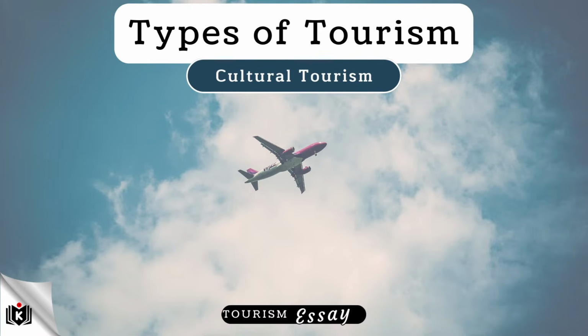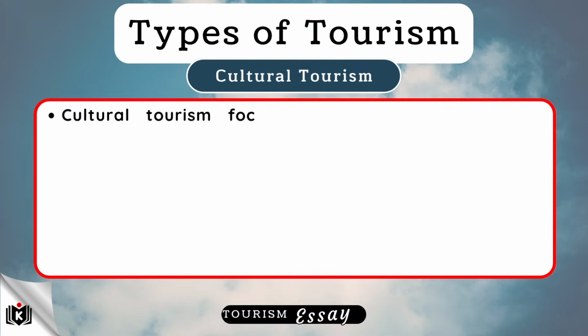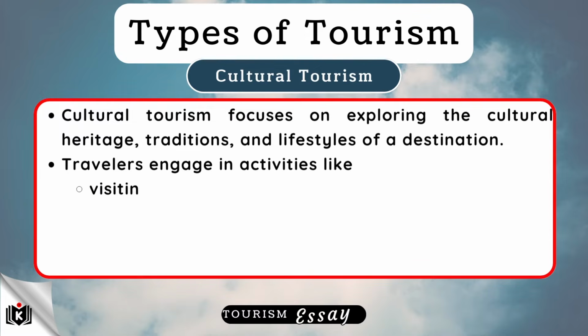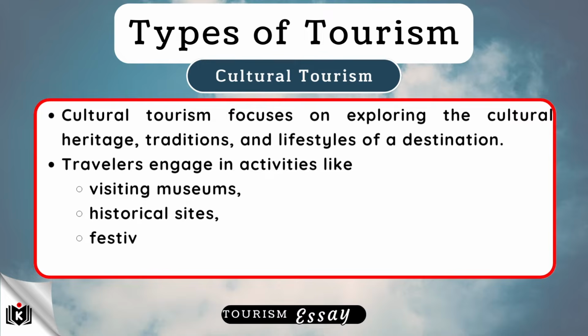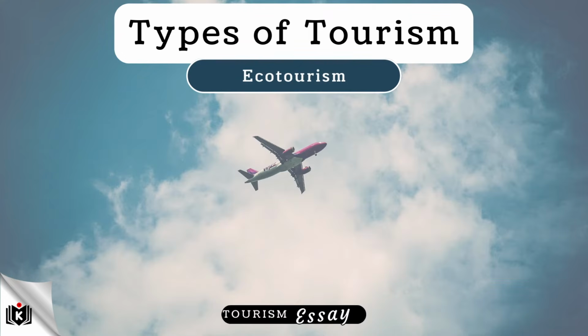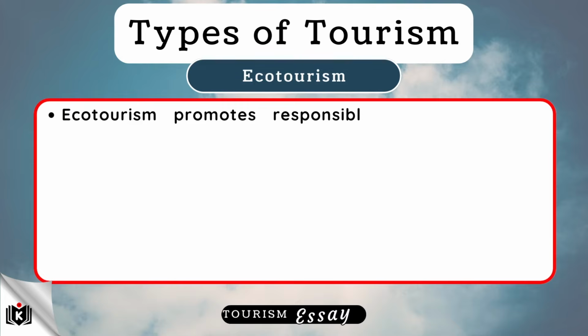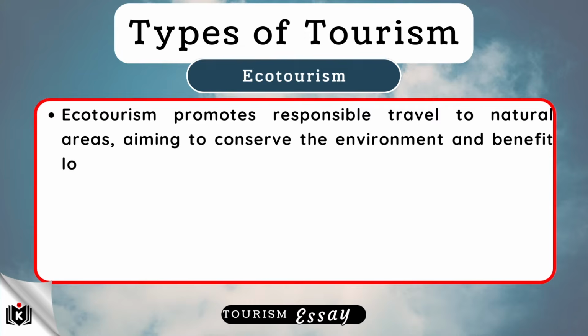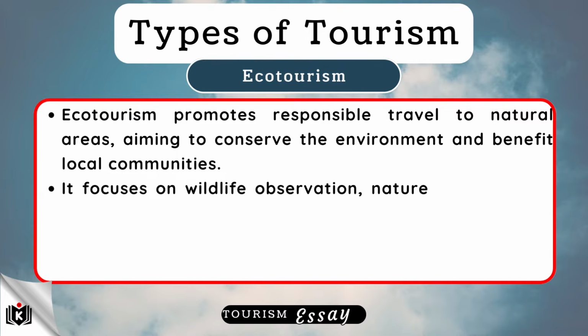Cultural tourism. Cultural tourism focuses on exploring the cultural heritage, traditions, and lifestyles of a destination. Travelers engage in activities like visiting museums, historical sites, festivals, and local markets. Ecotourism. Ecotourism promotes responsible travel to natural areas, aiming to conserve the environment and benefit local communities. It focuses on wildlife observation, nature conservation, and sustainability.